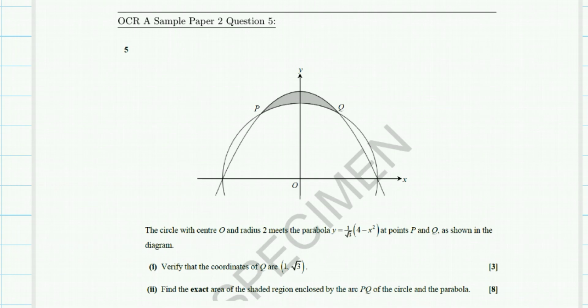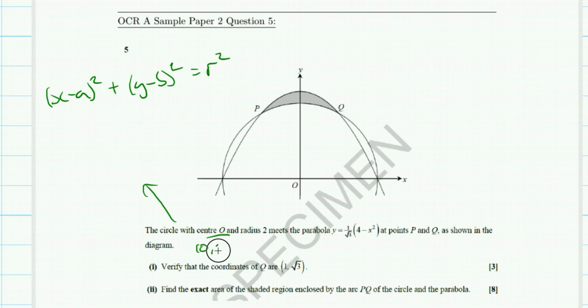Okay, so first things first, define what the circle is. So remember that the circle has a general equation of x minus a squared plus y minus b squared is equal to r squared. We know that the centre is at the origin, which is 0, 0. So we know a is equal to 0 and b is equal to 0. And we're told that r is equal to 2. So x minus 0, all squared, is just x squared. So it's going to be x squared plus y squared is equal to 4.